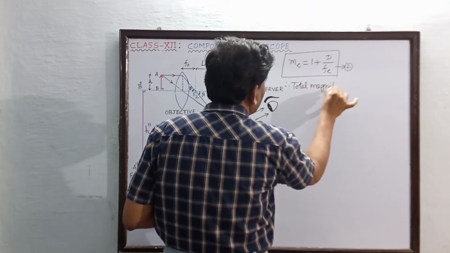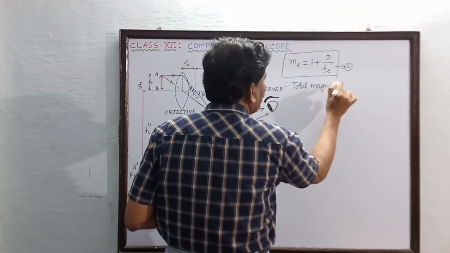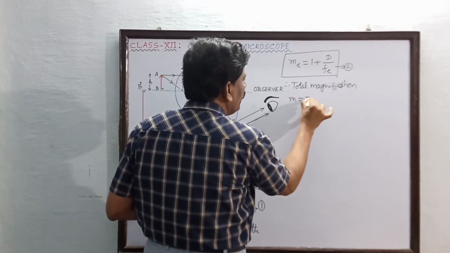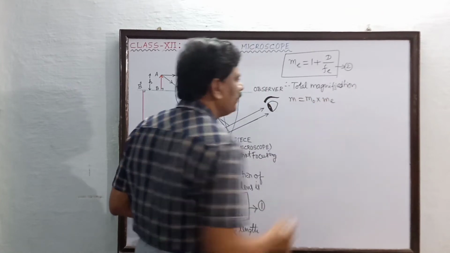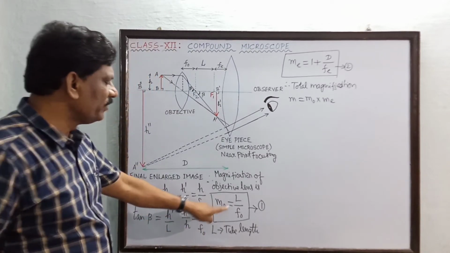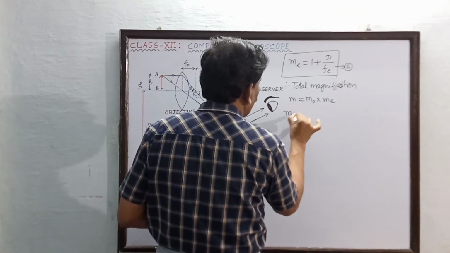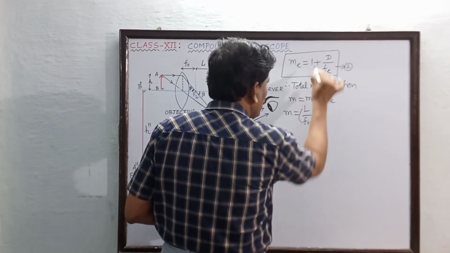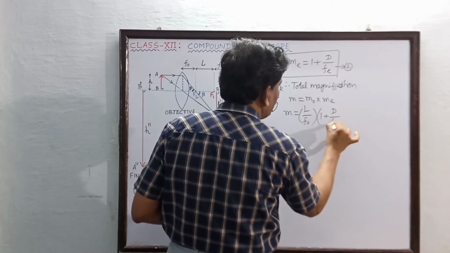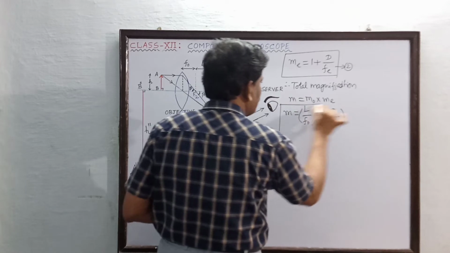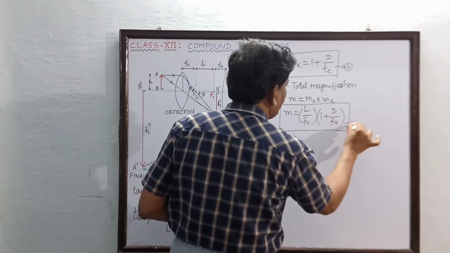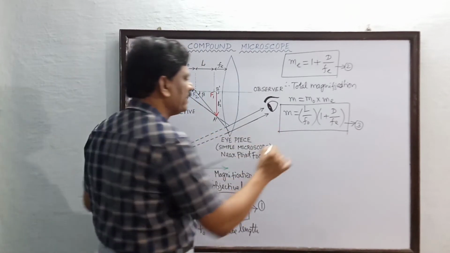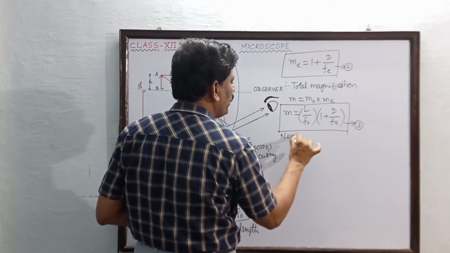Therefore the total magnification is given by M equal to M objective into M eyepiece. So M objective is what? L by F naught. Therefore this is equal to L by F O multiplied by 1 plus D divided by F E. So this is the expression for the net magnification produced by the compound microscope in near point focusing.